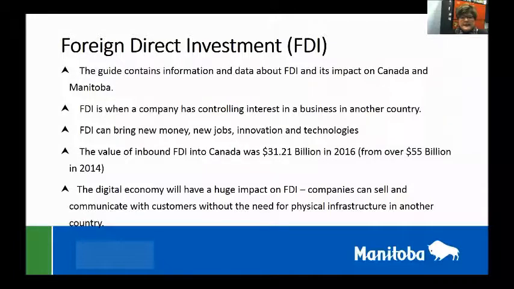In Canada itself, there was $31.21 billion of FDI into Canada. It actually declined significantly from over $55 billion of investment into Canada in 2014. Some research suggests that the digital economy is having more and more of an impact on FDI because companies can sell and communicate with their customers without the need for physical infrastructure in another country. That is having a huge impact on FDI.